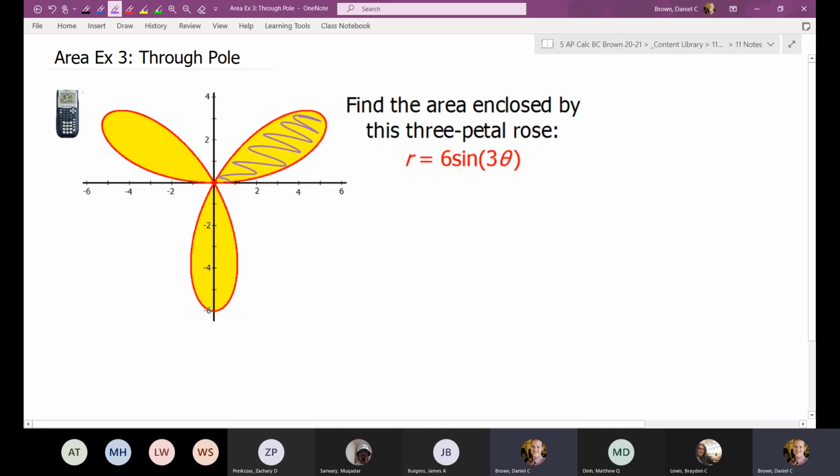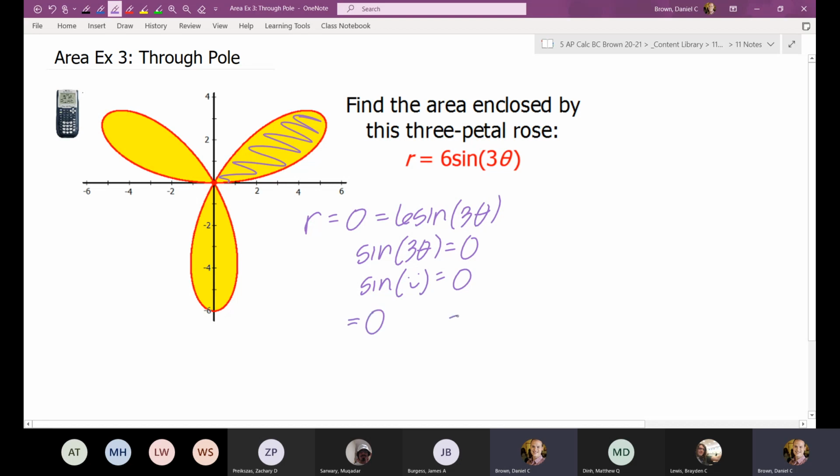How are we going to be able to find where this petal is going to start and end? When r is equal to 0. So that petal is kind of switching at the polar origin. That's going to happen when r is equal to 0. So we have when sine of 3 theta is equal to 0. Well, when is the sine of something going to be equal to 0?